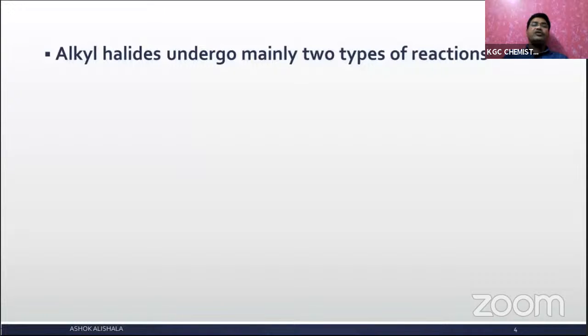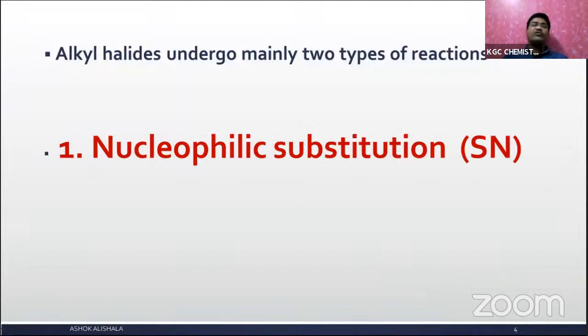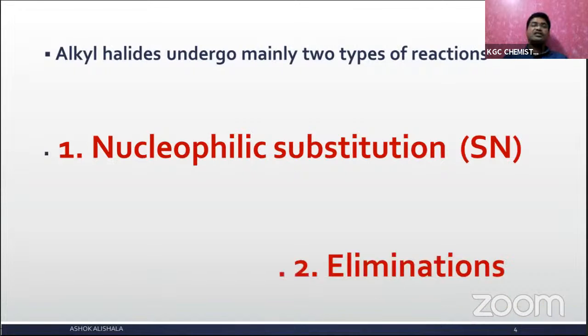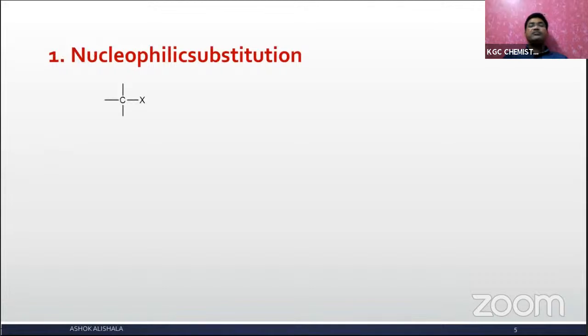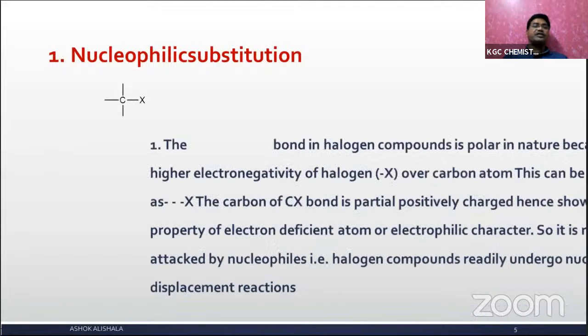See, alkyl halides undergo mainly two types of reaction. What are those? One is nucleophilic substitution reaction. Another is elimination. These are two very important types of reactions undergone by alkyl halides. Now let us discuss how a nucleophilic substitution reaction occurs.